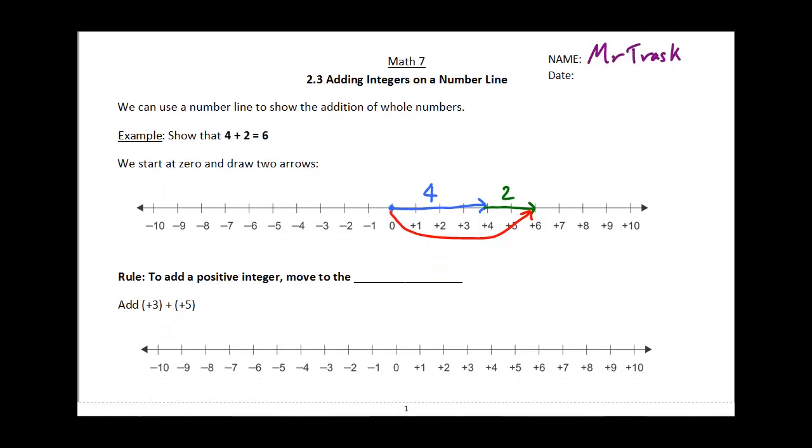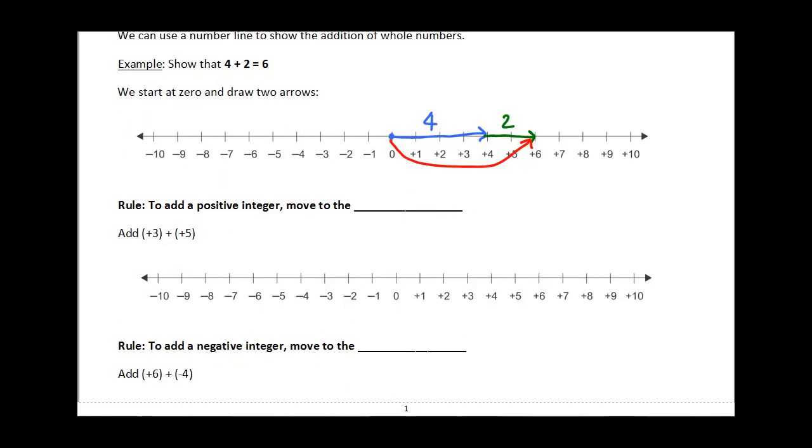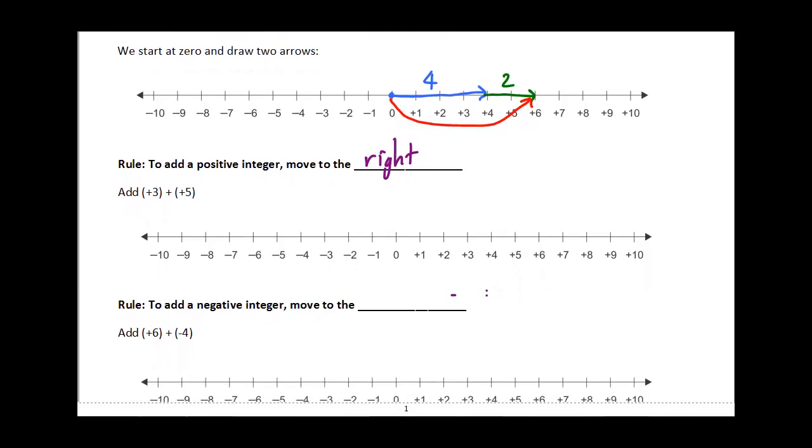Okay, so the rules we're going to use here: to add a positive integer, that just means that we're going to move to the right along our number line. So for example, if we're going to add plus 3, and then we're going to add that positive 5, I could start at 0 and draw my plus 3. There's plus 3. And then I'm going to add to that positive 5. I'm going to move 5 more spaces. So 1, 2, 3, 4, 5. That's plus 5. And then no surprise that this ends up as 8.